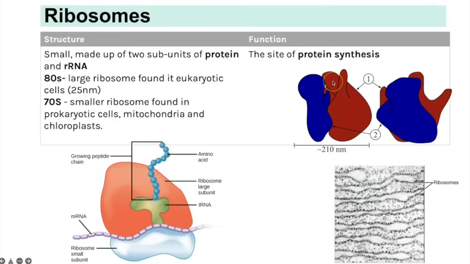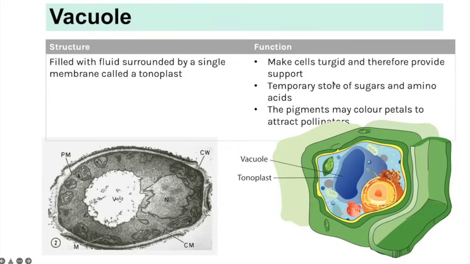And it's the site of protein synthesis. The vacuole, which is only found in plant cells, not in animal cells, is filled with fluid and surrounded by a single membrane called a tonoplast, and this is what helps to make the cell turgid and provide support. You'll have temporary stores of sugars and amino acids within the fluid as well, and the pigments within it may colour the petals, and that's what helps to attract pollinators.